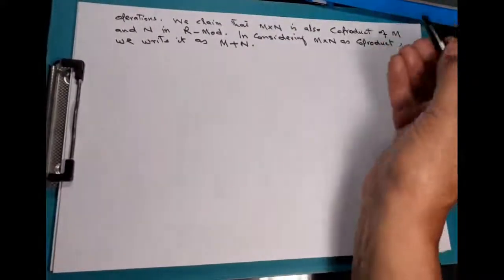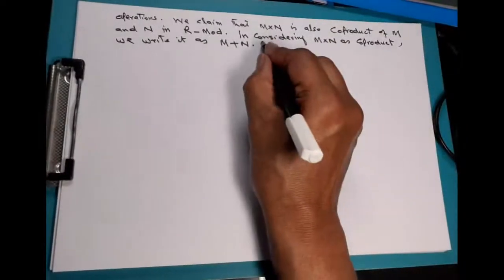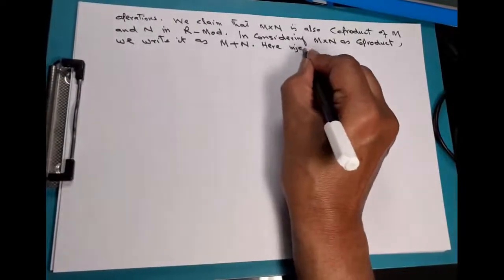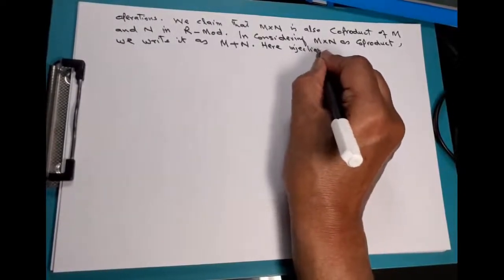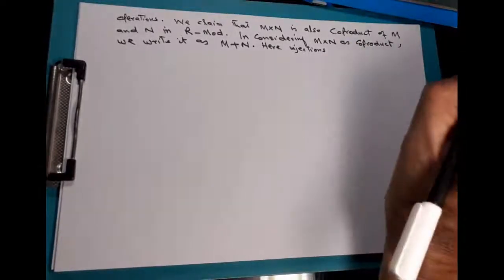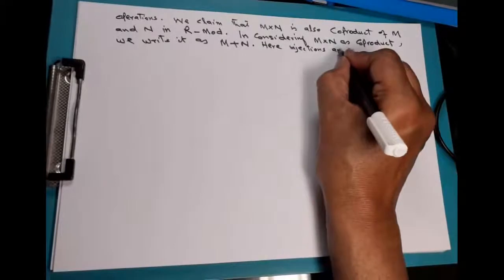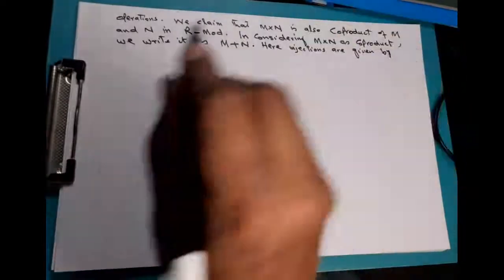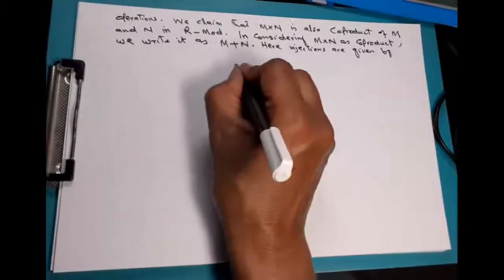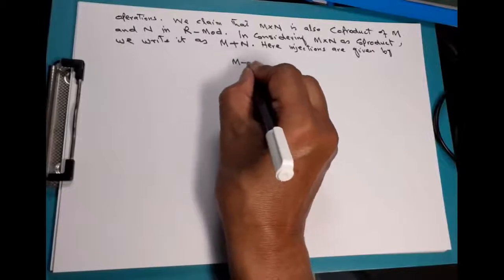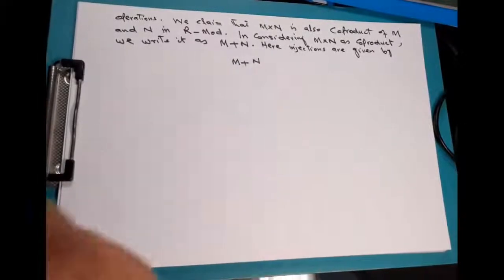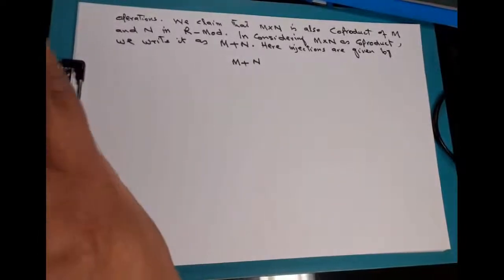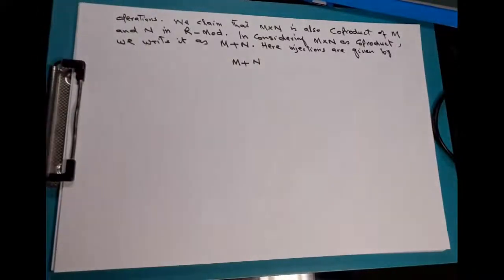So here let me tell you what injections are. When we talk about co-product, we talk about injections. So let's see what injections are. M plus N is the co-product of M and N. This is what, in fact, we have to prove. I'm simply using this phrase co-product. We will establish that this is a co-product.